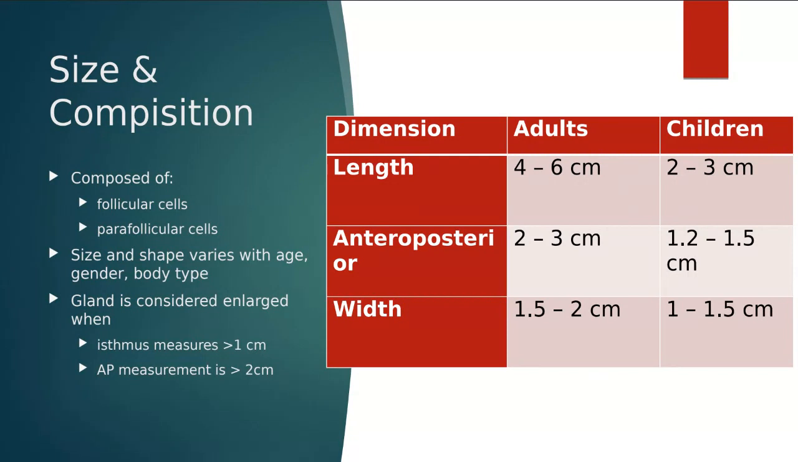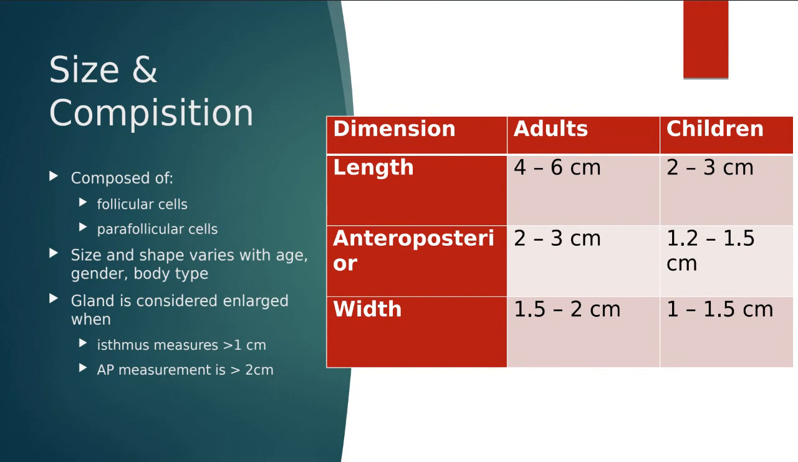The gland is going to be considered enlarged when particular measurements are larger than they should be. The length of the thyroid in adults can be up to 6 centimeters. Anything larger than that is going to make us question, hey, is there something else going on? When we talk about thyroid pathologies and a lot of inflammatory conditions, that's when we're going to start to see measurements coming in bigger than 6 centimeters in length.